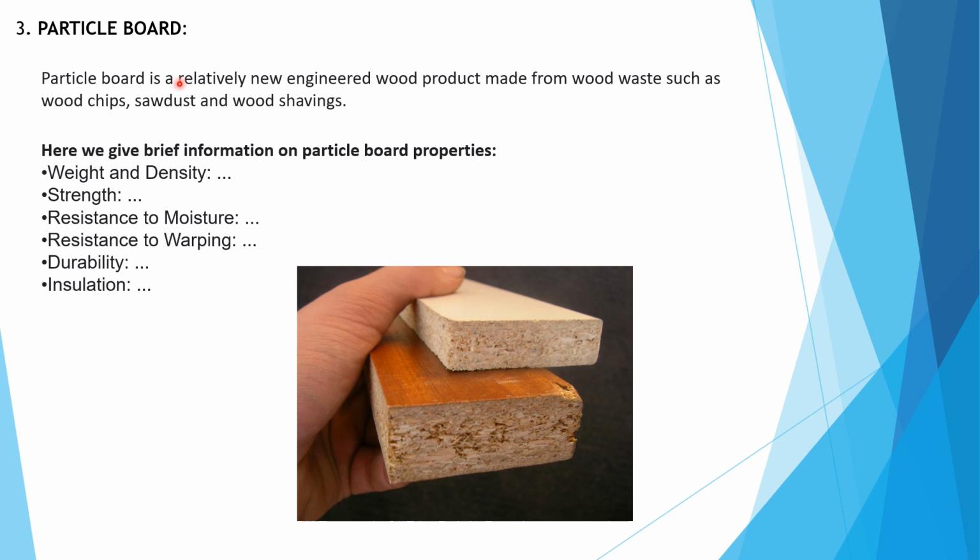Next, particle board. Particle board is a relatively new engineered wood product made from wood waste such as wood chips, sawdust, and wood shavings. Here is brief information on particle board properties: weight and density, strength, resistance to moisture, resistance to warping, durability, and insulation. This is a picture of particle board.